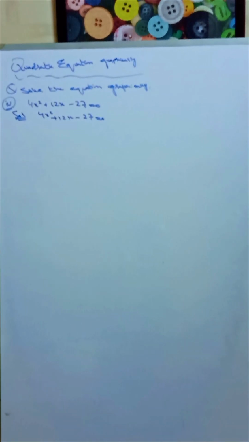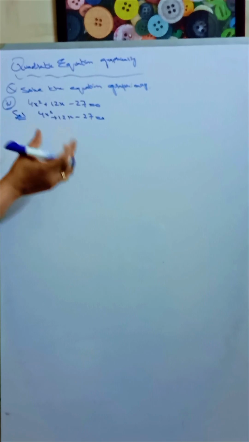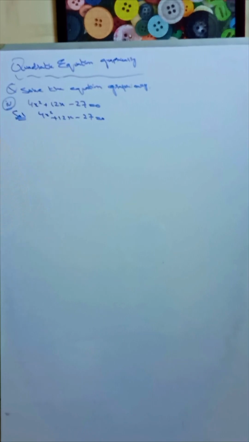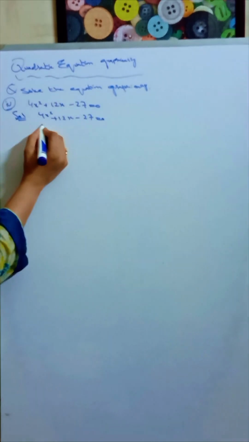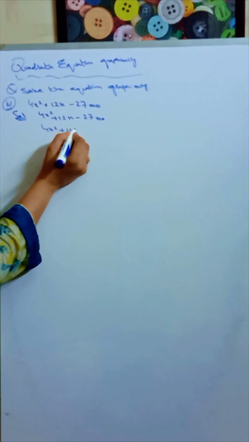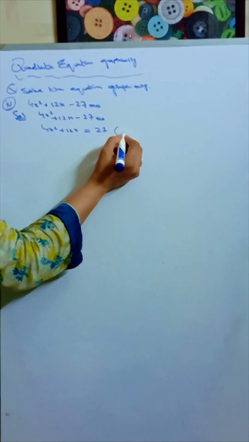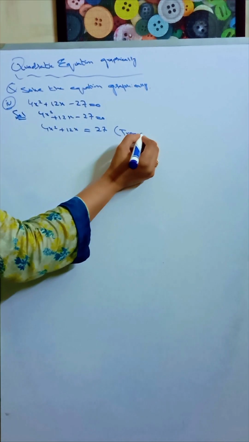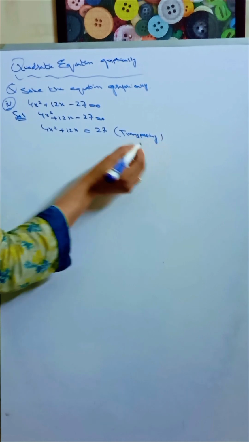In this condition, as you know, we just arrange the x variable terms on the left-hand side and the terms without x on the right-hand side. So what does it become? 4x squared plus 12x equals 27. This step is known as transposing. Alright, I think you have learned it step by step. You must know it.